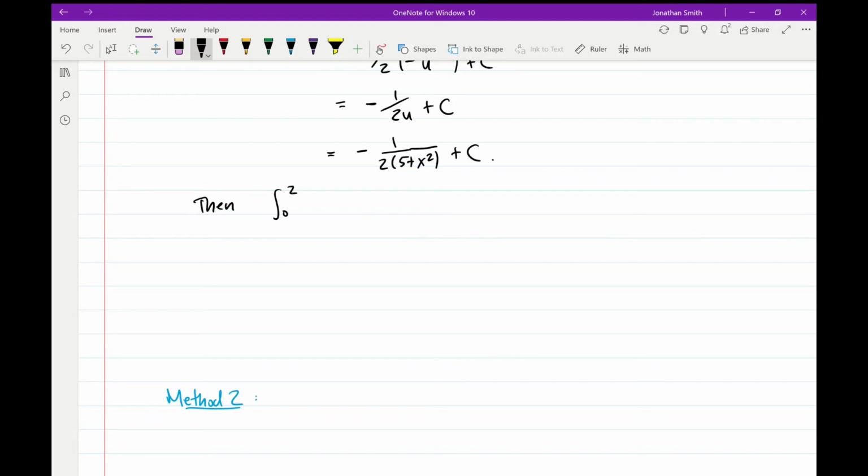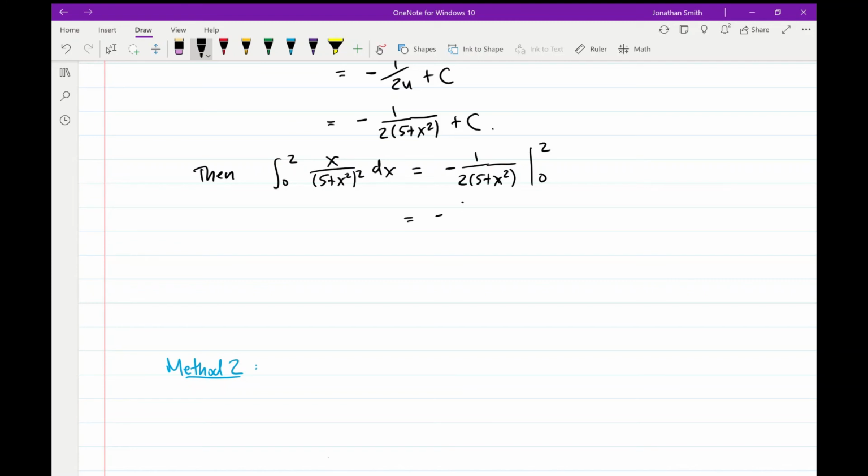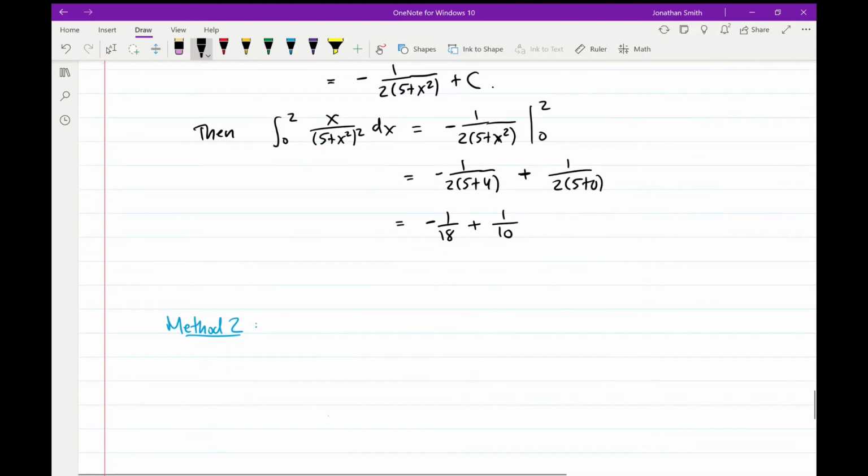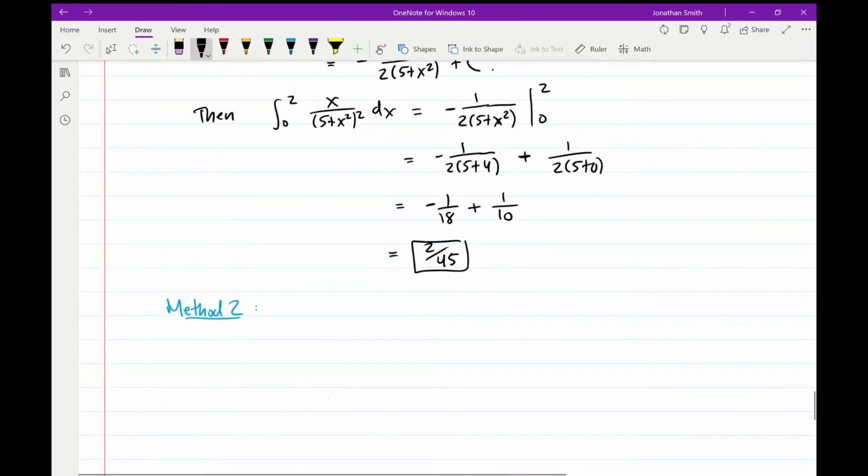So we have that the definite integral from 0 to 2 of x over (5 plus x squared) squared dx is equal to this antiderivative, minus 1 over 2 times (5 plus x squared), evaluated from 0 to 2. And this will give us a minus 1 over 2 times (5 plus 4) plus a 1 over 2 times (5 plus 0). And this is just a minus 1 over 18 plus a 1 over 10. If you plug this into your calculator or do a little bit of math, this ends up being 2 over 45. So the answer to this definite integral is 2 over 45.